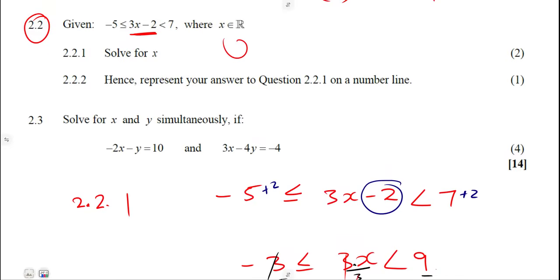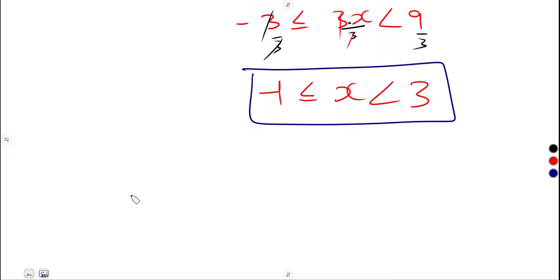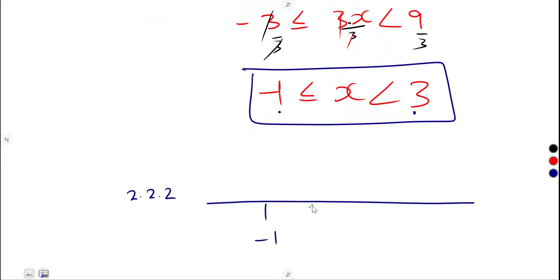And the further question was 2. Hence, represent your answer to question 2.21 here on a number line. So on a number line, we just need the x values, guys. All right. So that's 2.22. Our x values, which are important, are the ones that we can see here, -1 and what? 3. So -1, let's say it's here. We're going to have a 0, then a 3 somewhere there on the positive.